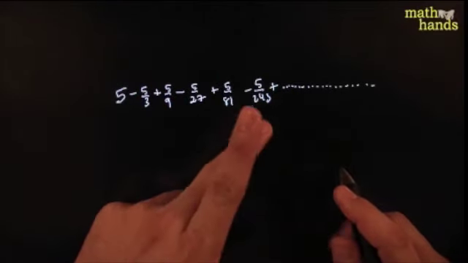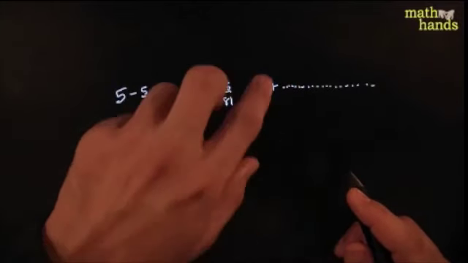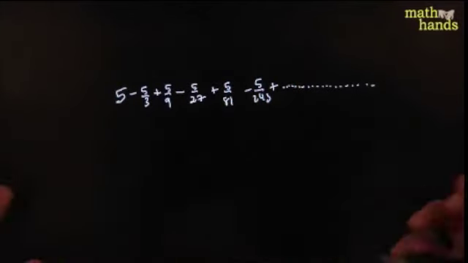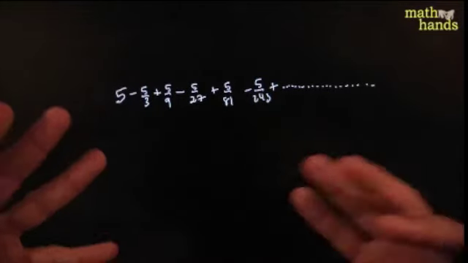You add something, you take something away. You add something, you take something away. You add a 5 over 81, you take away something. You add something else, you take away. Insane, huh? We have all the right ideas to do this now.